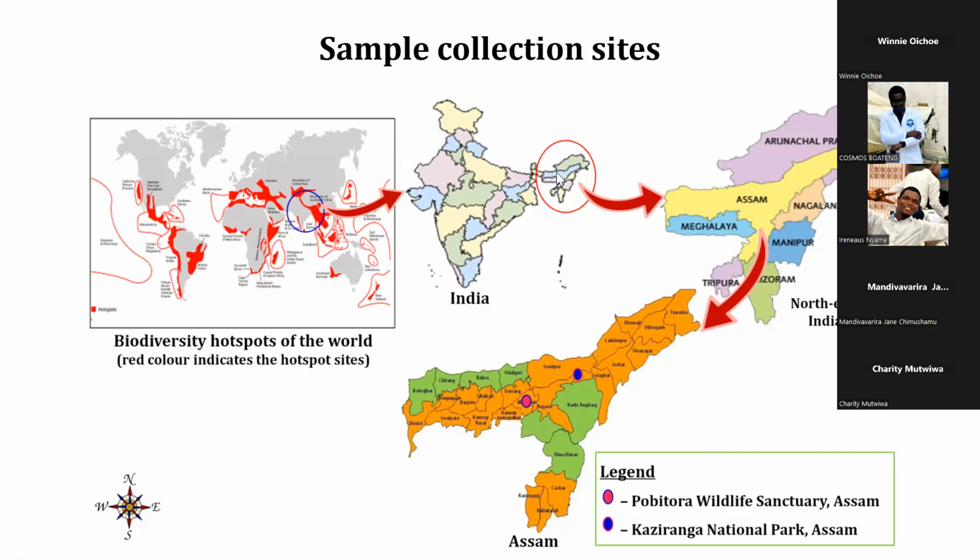So you see the blue part here. This is Assam. This is the map of Assam. And from Assam, I have collected soil samples from here and also from here. This pink spot is where I have collected my samples from for the isolation of bacteria. My collection sites are mostly national parks and wildlife sanctuaries from Assam or Northeast India.